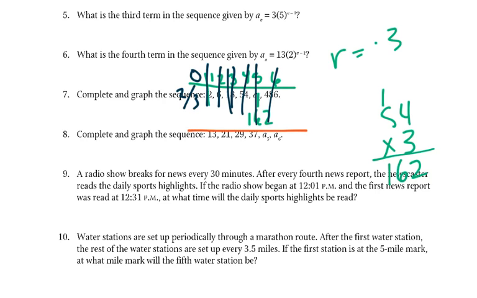Okay. Once again, we'd go 1, 2, 3, 4, 5, and 6. 13 to 21. Okay. 21 to 29. That would be adding 8. 13 to 21. We're adding 8 each time. So this time we have a common difference. So we're adding 8. Okay. So a sub 5. Adding 8 to that would be 45. Then it would be 53.